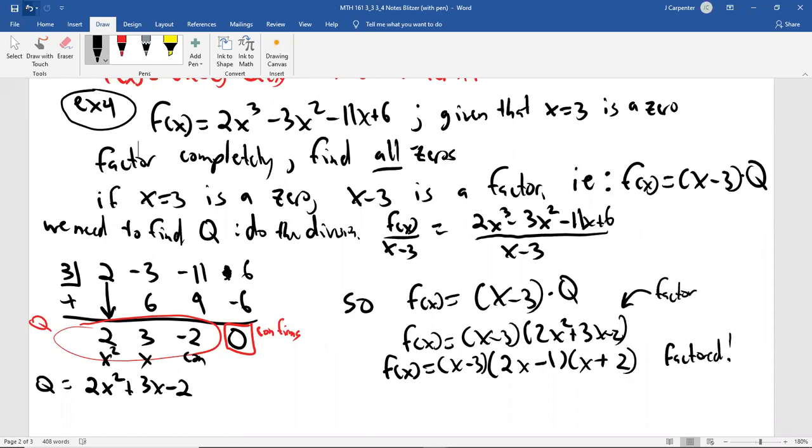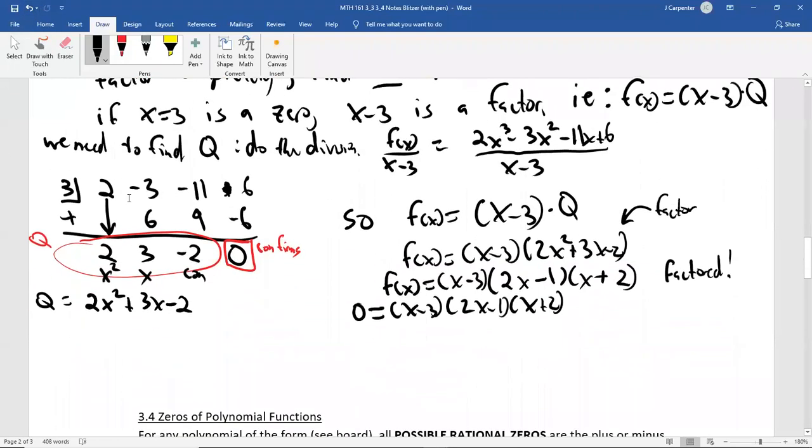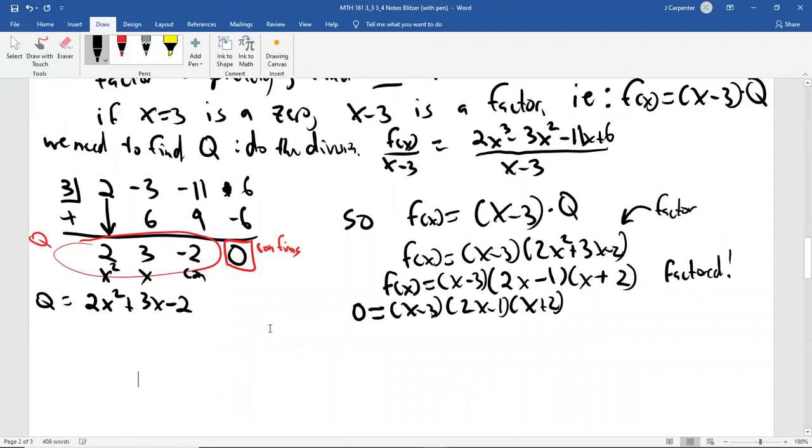Once again, we have now factored a polynomial with a non-traditional method in a way we couldn't have done before today. But that's not all we want to do. We got to find the zeros, so we set the function equal to 0. Use our zero product rule, setting each of them equal to 0. So that tells us x minus 3 is equal to 0, which we already knew. 2x minus 1 equals 0, and x plus 2 equals 0.